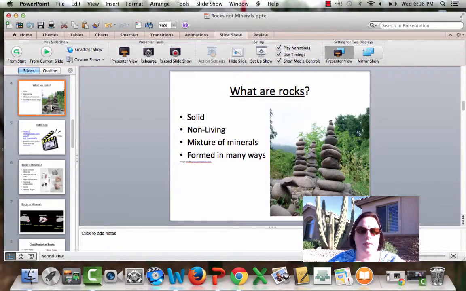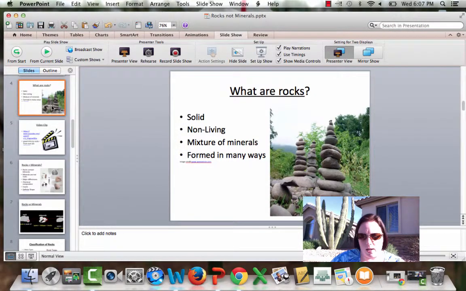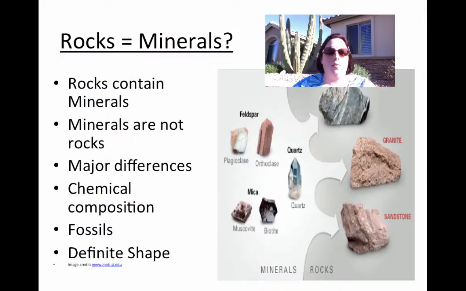We said they were in fact solid, so you can't have a liquid or a gas rock. Yes, solid rock. They're non-living, so they don't take in energy and they don't reproduce, and they are a mixture of minerals, and they are formed in a variety of ways, and that's going to be very important. Are rocks minerals? And the answer is no, no, and no. Rocks contain minerals. Minerals are not rocks.